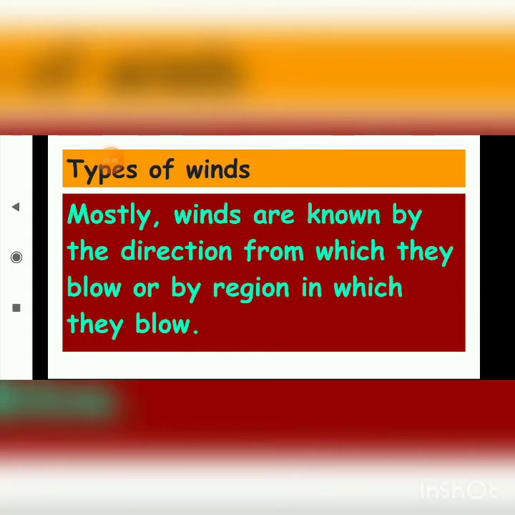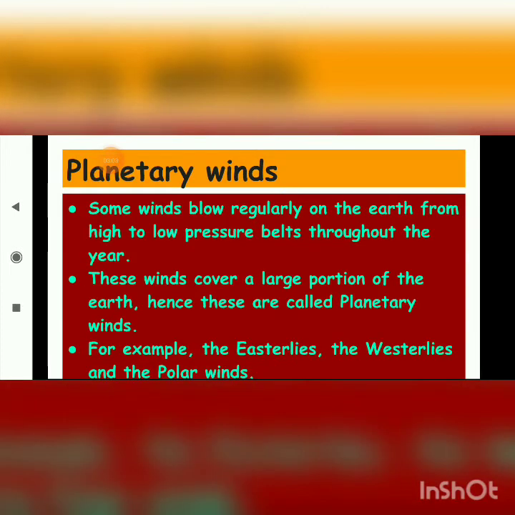Mostly, winds are known by the direction from which they blow or by the region in which they blow. So mostly what happens, students? Winds are known by the direction from which they blow or by the region in which they blow. The first type of wind which we will be learning today is planetary winds.